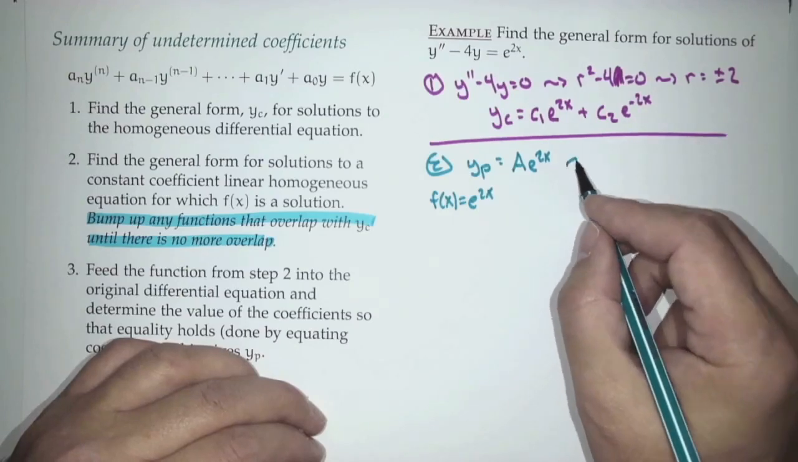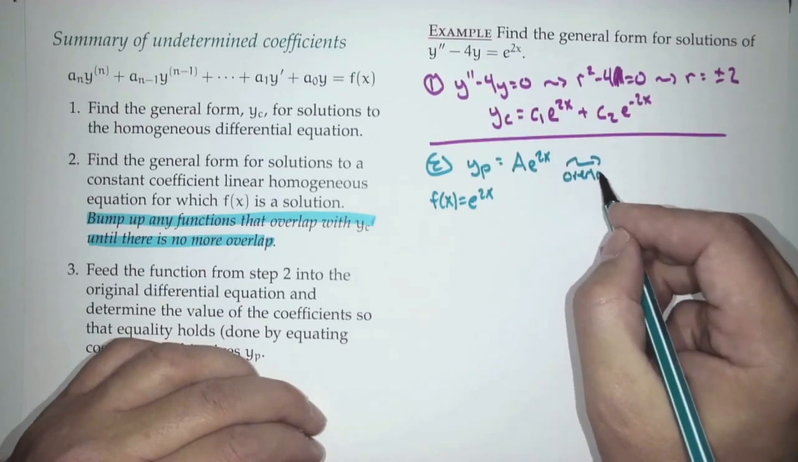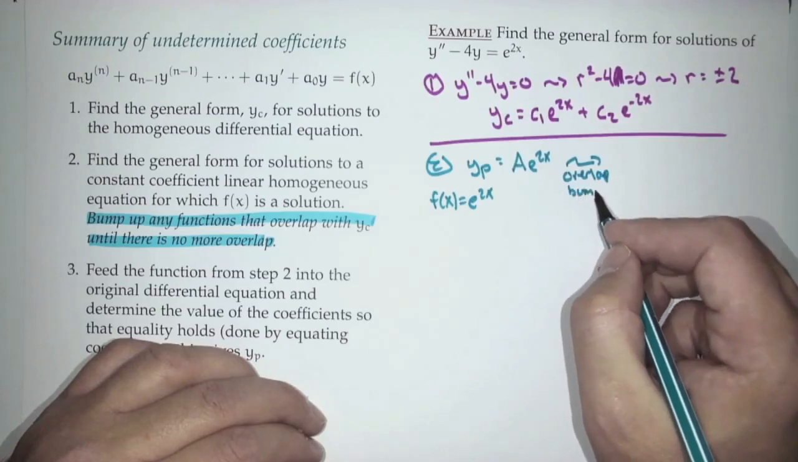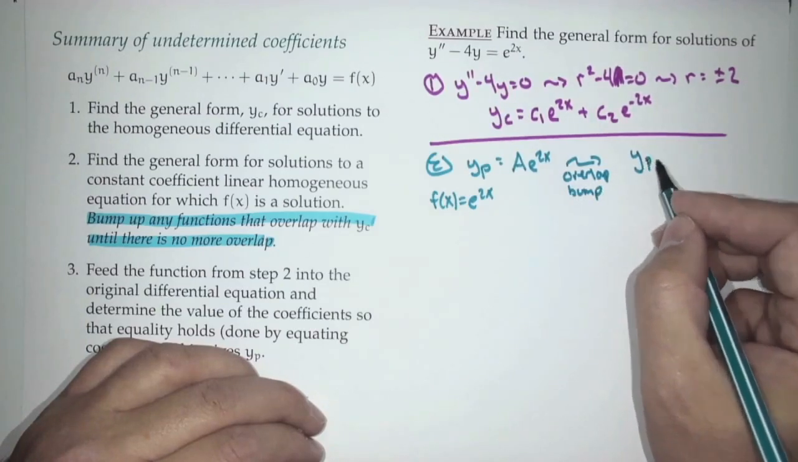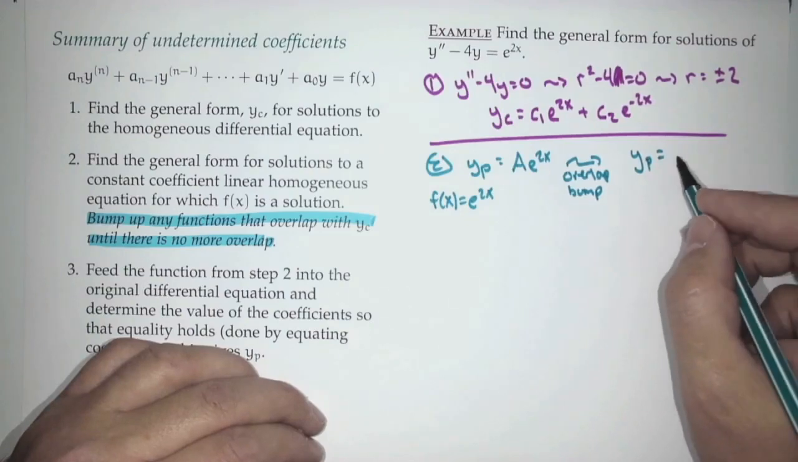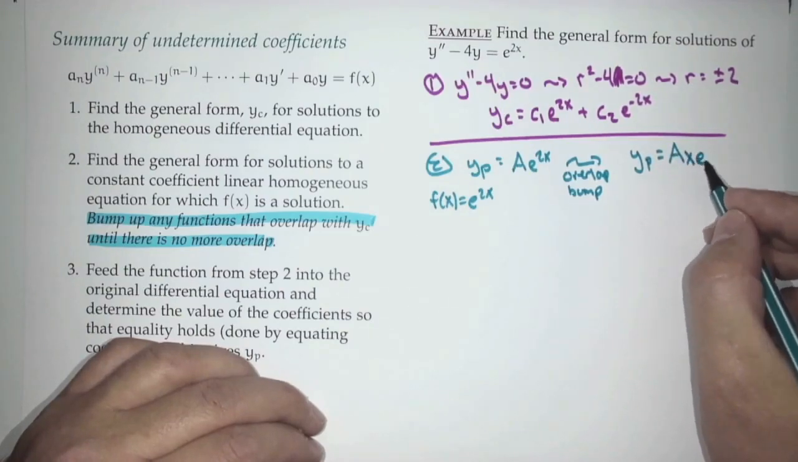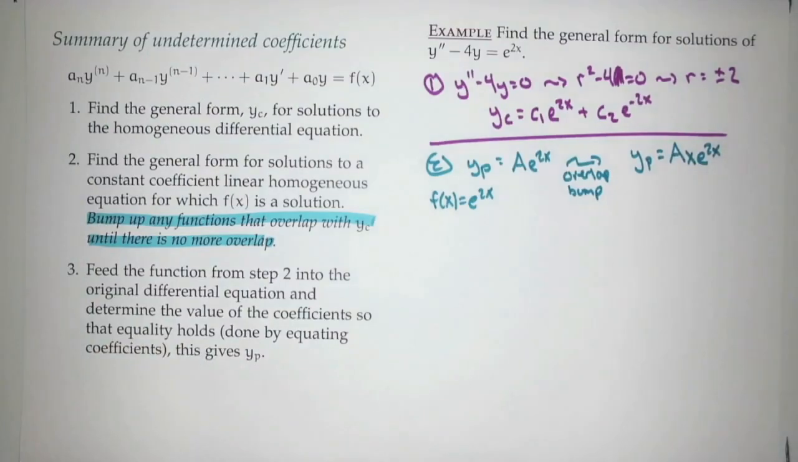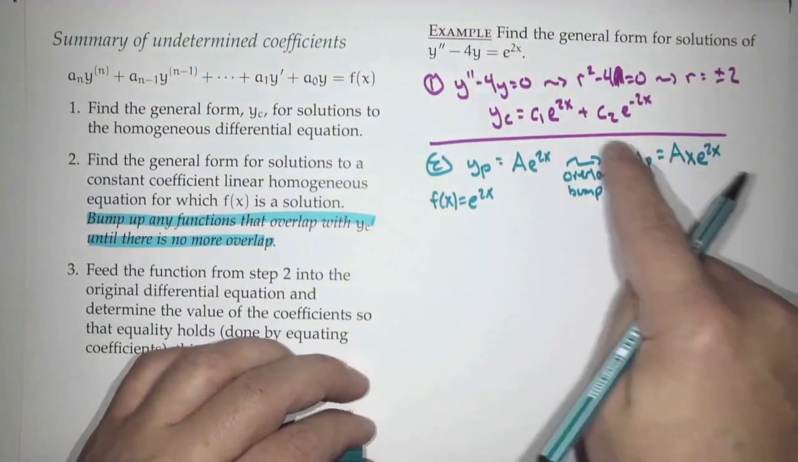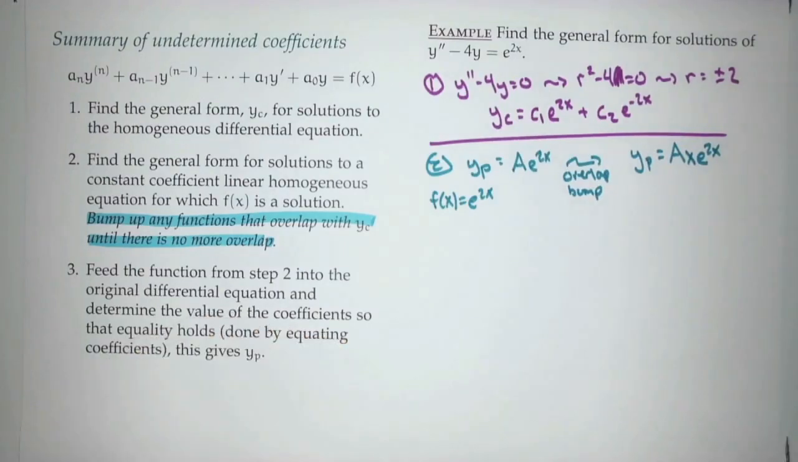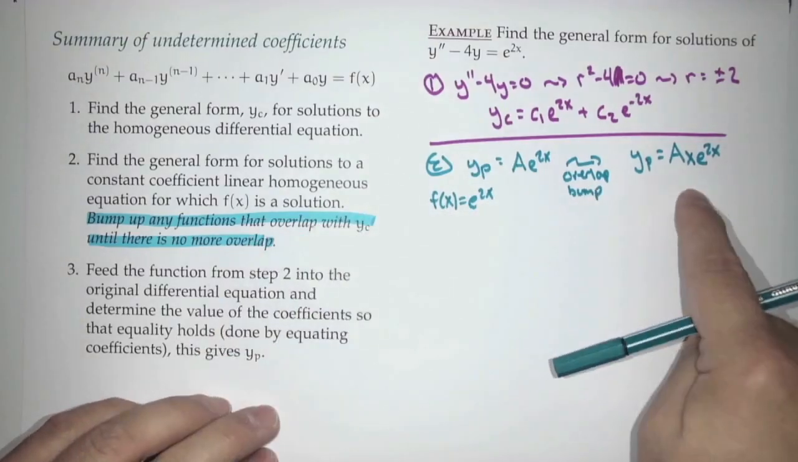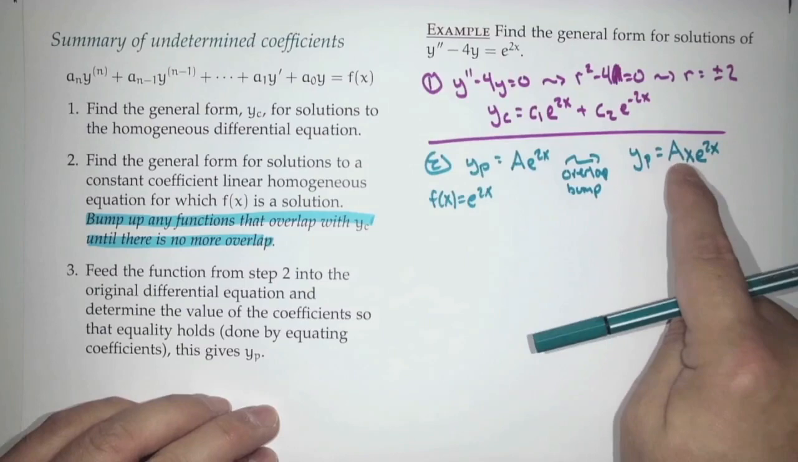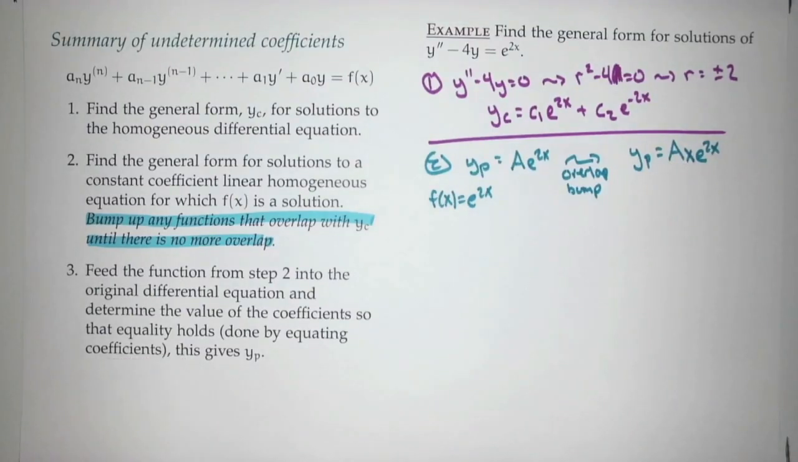So we say, oh, there's overlap. And so we're going to do some bump. So what will our new particular solution look like? A x, e to the 2x. We bumped it up. So now is there overlap? No. So we bumped it up so there's no more overlap. So that's good. So that's going to be the form that our particular solution has. The only thing we don't know is a. That's all right, because that's the next step.